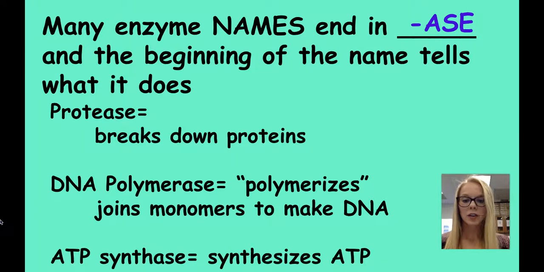You will see that enzyme names usually end in ACE or ASE. The beginning of their name will tell what it does. Some examples are protease, DNA polymerase, and ATP synthase. Protease breaks down proteins, and DNA polymerase joins monomers to make DNA. We will be talking more about DNA polymerase in the upcoming unit on DNA. ATP synthase synthesizes, or makes, ATP.